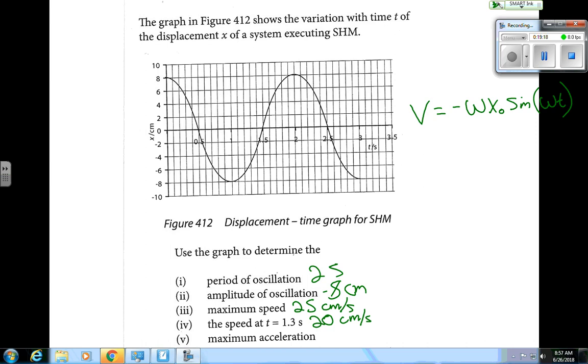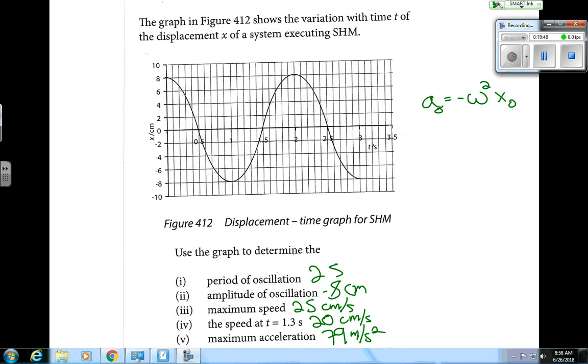And then the maximum acceleration. We'll use the defining equation for simple harmonic motion. And to find the maximum acceleration, we will have to remember that that happens when the object is at maximum displacement. All right? When we solve for that, we will end up with 79 meters per second squared. All right. Hopefully you're able to do those. Let me know if you have questions.